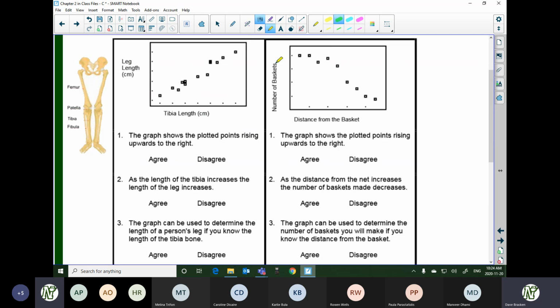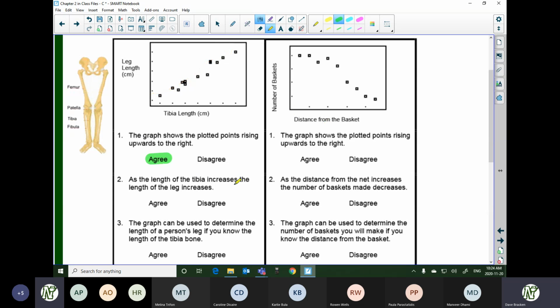All right, let's take a look at the first one. The graph shows the plotted points rising upwards to the right. So just like you read from left to right when you read this sentence, you always read from left to right. As you go from left to right, what is happening to these points? Do you see how we are going up to the right? So as we move from left to right, the points are rising upwards to the right. We will put agree. Okay, hopefully you have that one.